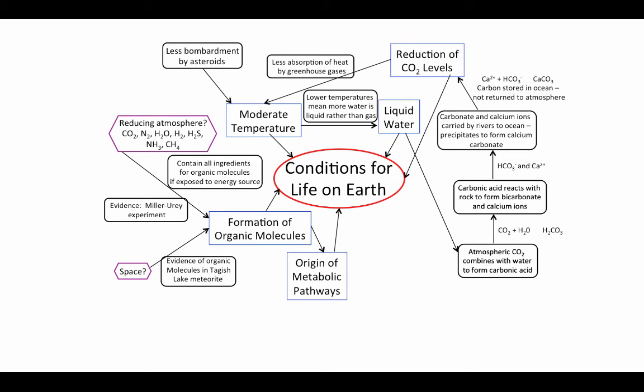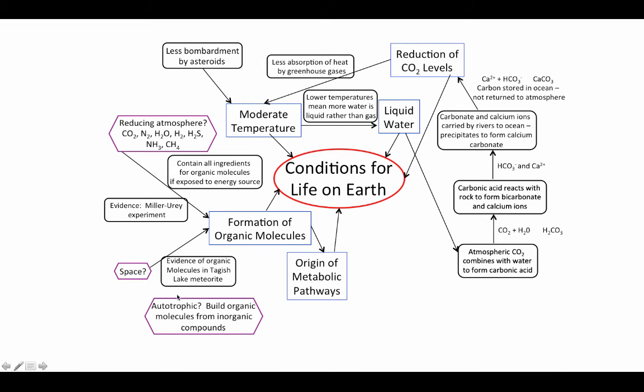So another thing that we need for life as we know it on Earth is there's got to be metabolic pathways. We need to be able to convert chemical energy into usable energy to be able to support life's processes and maintain homeostasis, conditions inside cells that are different from the conditions outside cells. This is what we call homeostasis, and that takes energy. We need to be able to convert energy to be able to use it. So obviously there need to be organic molecules before you can have metabolic pathways. But where do these metabolic pathways come from?